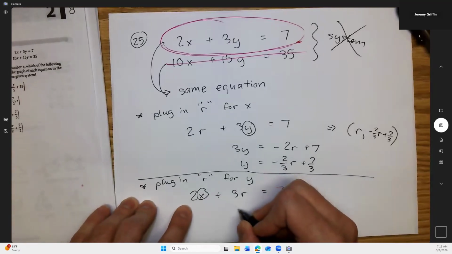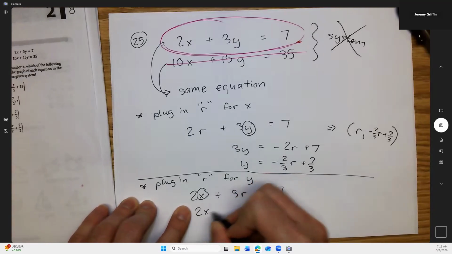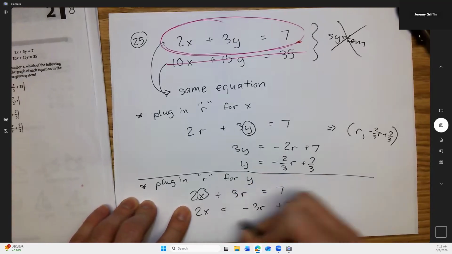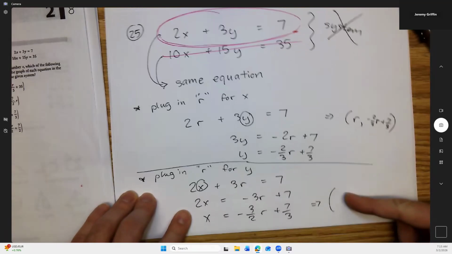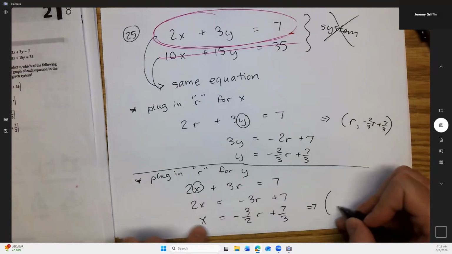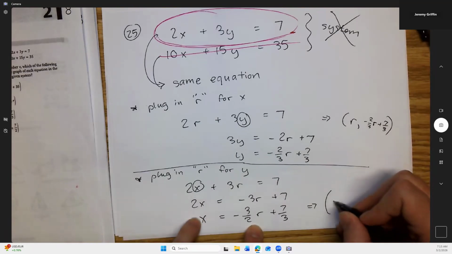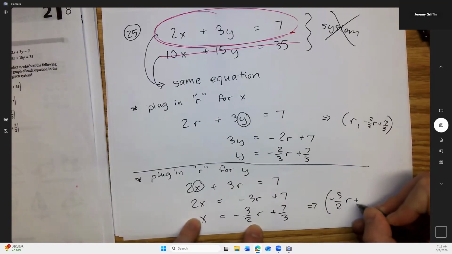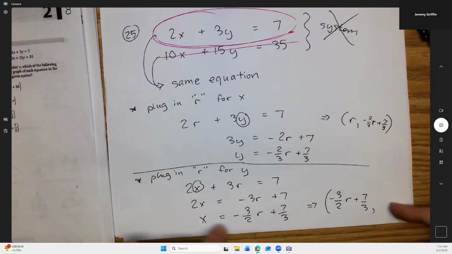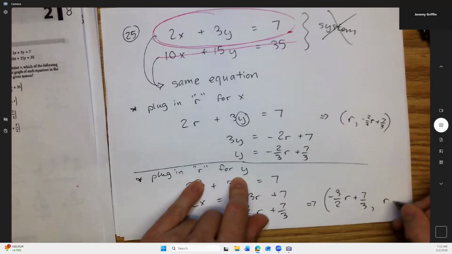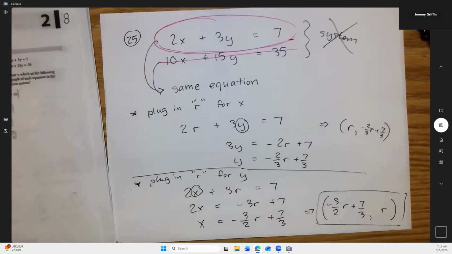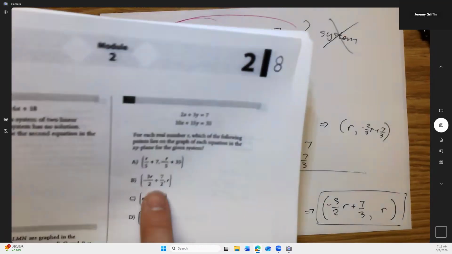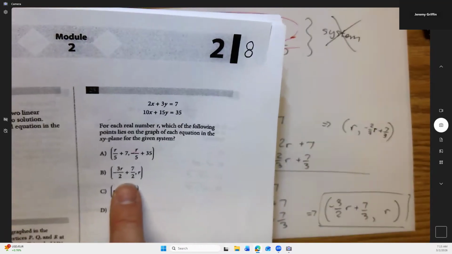So I got 2x equals negative 3r plus 7, x equals negative 3 over 2 r plus 7 over 3. If this is the answer, it would look like a coordinate. Instead of x, it's this whole expression, and then comma, and what was y? Well, I plugged in r for y, so y is r. Maybe it's that right there, if it's offered as a multiple choice option. So let's check out B right here.